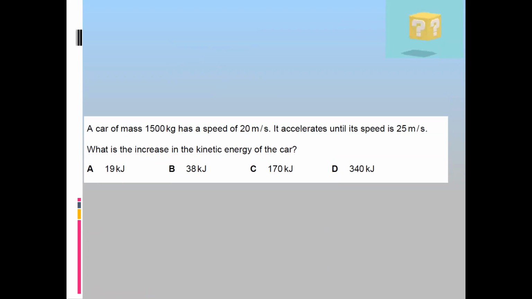In this question, we have to calculate the increase in kinetic energy. How much kinetic energy increase? So in the question, the mass of the car is 1500 and it was moving with a speed of 20 meter per second. Then it accelerates until the speed is 25 meter per second. So what is the increase in the kinetic energy or change in the kinetic energy? So there are two kinetic energies. First, we'll find kinetic energy for 20 meter per second. The formula for kinetic energy is half mv square.